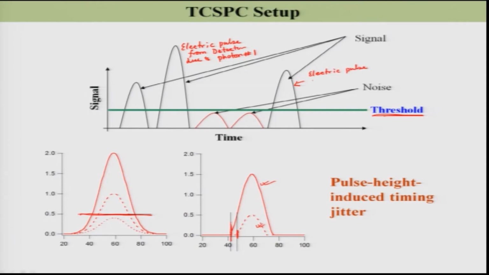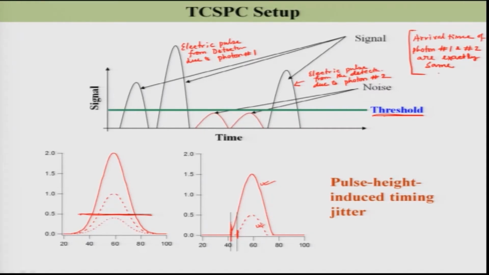This is the electric pulse from the detector due to photon number 2, and I consider here that photon number 1 and number 2, the arrival time of photon number 1 and number 2 are exactly same. I consider this. Okay.